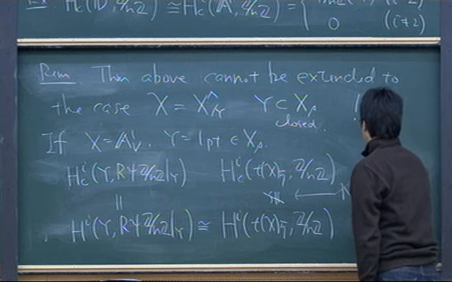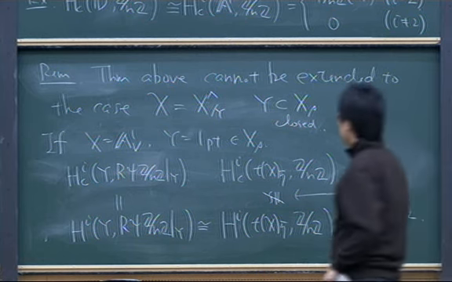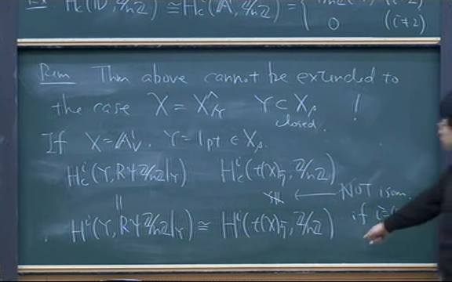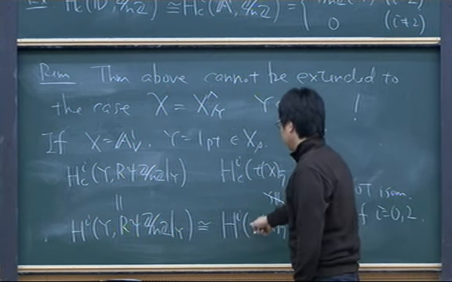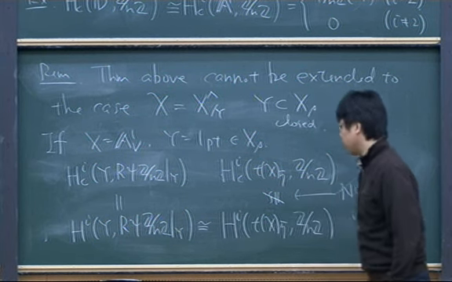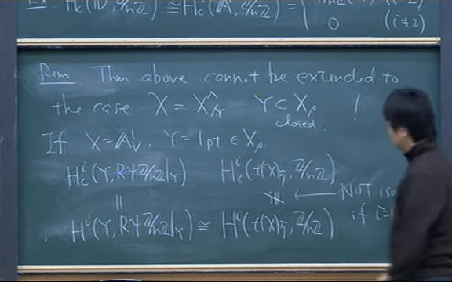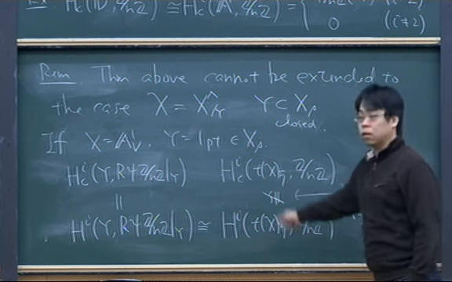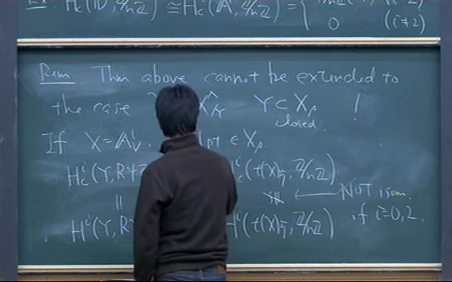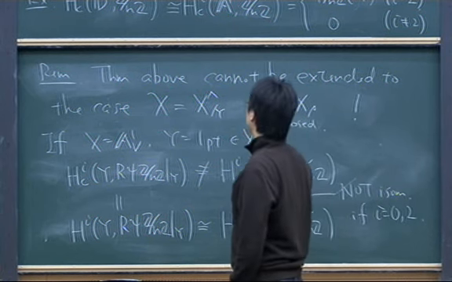It is isomorphic if i is 0 or 2? In this case, this is an open disk, and its cohomology is, if i is equal to 0, only i equal to 0 survives. And for this, only i equal to 2 survives. So it is not isomorphic. So it cannot be isomorphic. Okay? So there is no good analog.